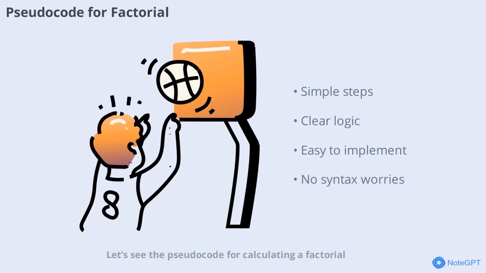Let's see the pseudocode for calculating a factorial. Start. Set result to 1. For i from 1 to n. Result equals result * i. End for. Print result. And this simple structure highlights the power of pseudocode to clarify complex operations.